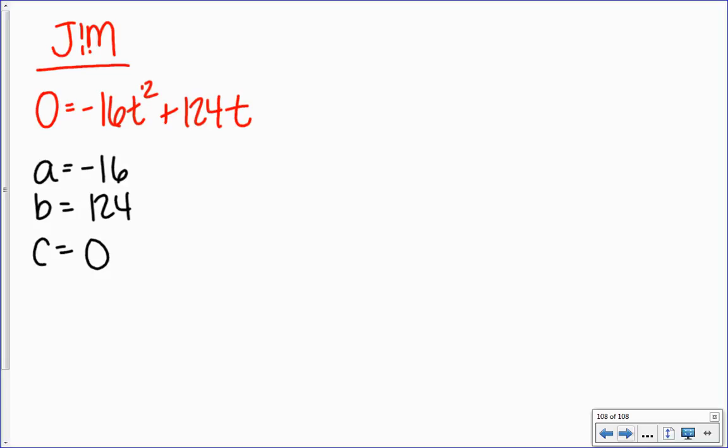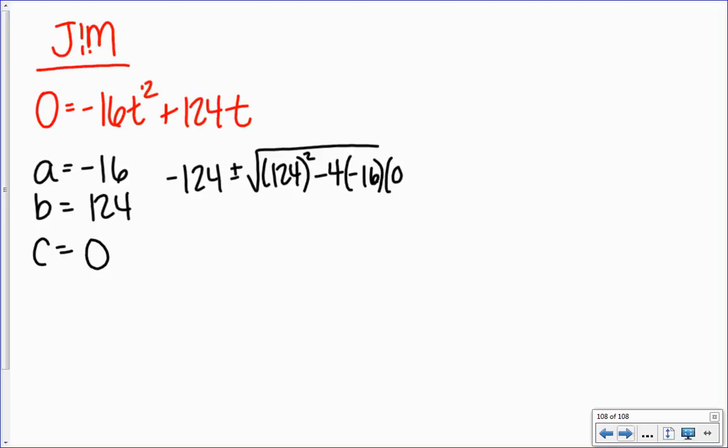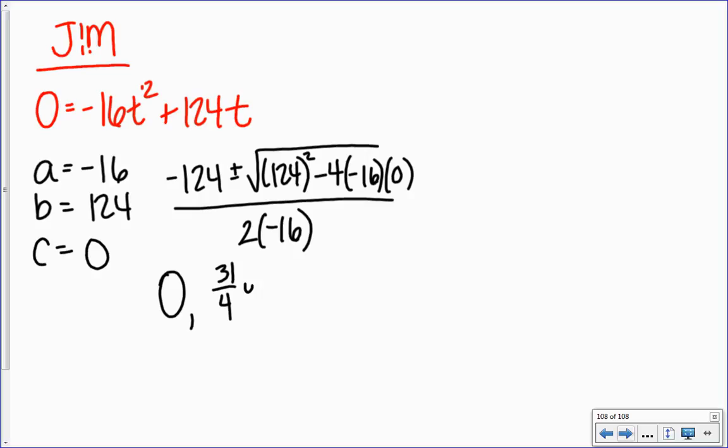So I'm going to put that in my formula. Opposite B, plus or minus 124 squared, minus 4 times A, times C, all over 2 times A. Alright, then I'm going to go to math fraction in my calculator, plug that in, and I'm going to get my two solutions. So pause it, type that in, and get your two answers. All right, my first answer for Jim was 0. My second answer was 31/4, which I turned into the decimal 7.75.